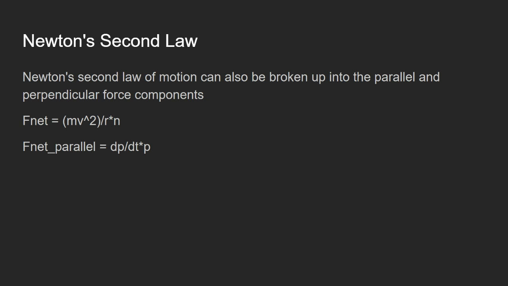Now, Newton's second law of motion can also be broken up into parallel and perpendicular force components, and this will make it easier to calculate. So F net perpendicular equals mv squared over r times the n hat direction, which is the perpendicular direction. Now F net parallel is just equal to dp over dt, just in the parallel direction, so in the direction of the momentum or velocity.